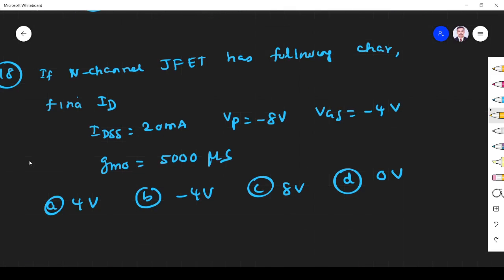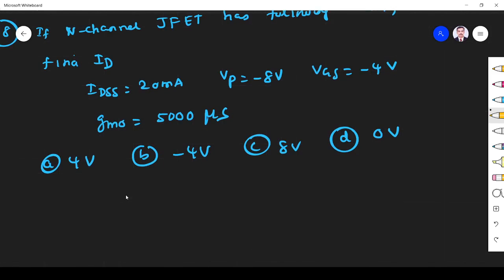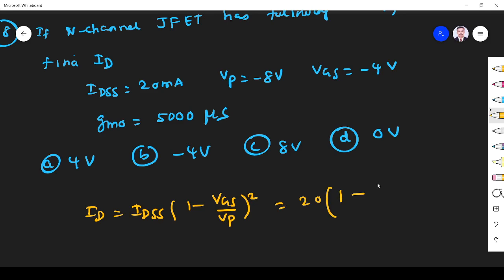Next one. If an n-channel JFET has the following characteristics, find ID. So what is drain current? We know drain current formula is ID is equal to IDSS into 1 minus VGS by VP whole square. So IDSS 20 milliampere, 1 minus VGS minus 4 divided by minus 8. So it is 1 by 2, 0.5, 1 minus 0.5, 0.5. So it is square, right? So it is 5 milliampere.